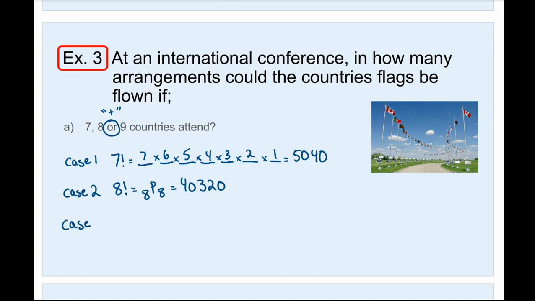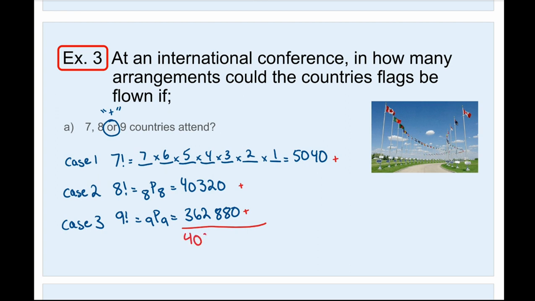Our third case is going to be 9 countries. And again, same idea: 9 factorial, 9P9, 362,880. So these are the 3 cases that I'm looking at. They all can't happen at the same time, so I have to add up all of my cases together to get the total number of ways that these countries' flags could be flown if one of these scenarios occurs.